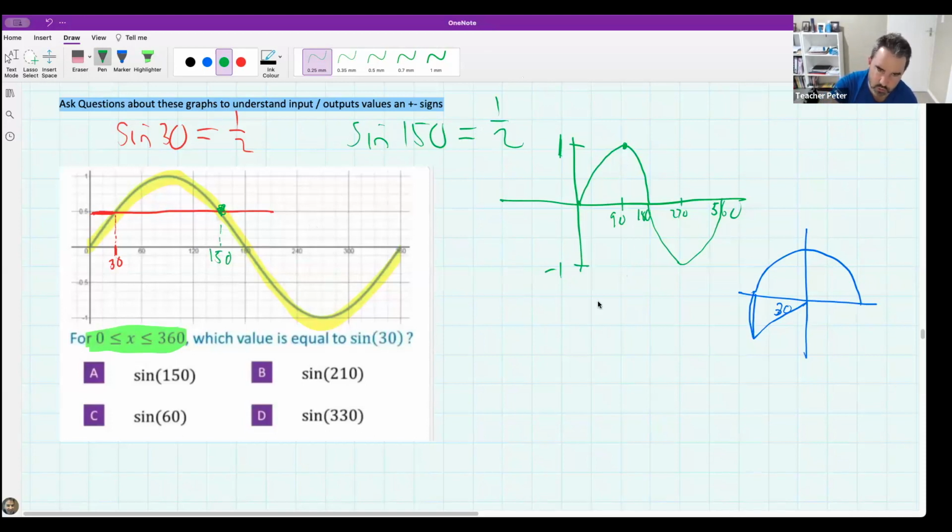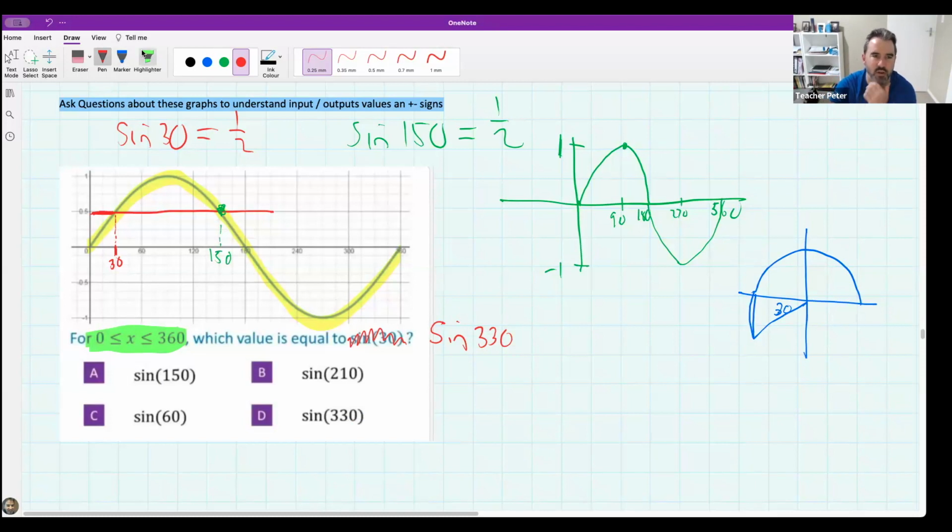If I said to you, I'm going to change the question now, and I'm going to ask you which value is equal to the sine of 330. Can you tell me a value out of these first 4, 1, 2, 3, 4, that is equivalent to the sine of 330 if you just look at this graph here? So what value, A, B, C, or D, is going to be equivalent to the sine of 330?